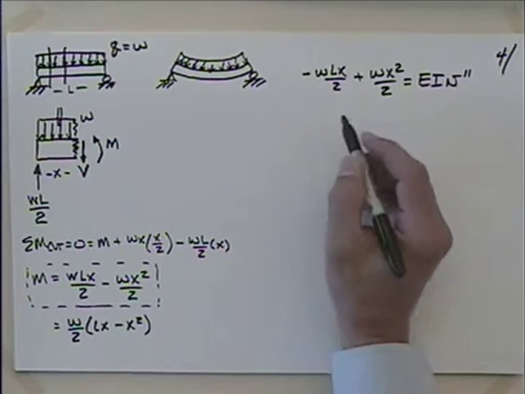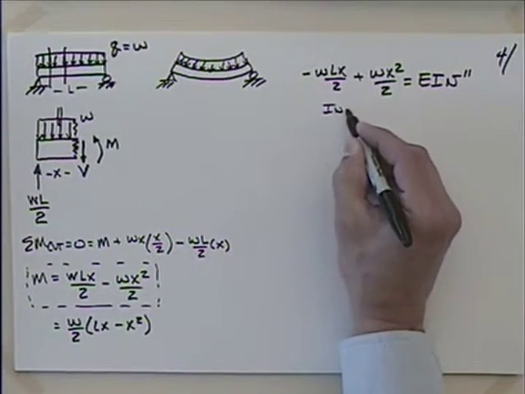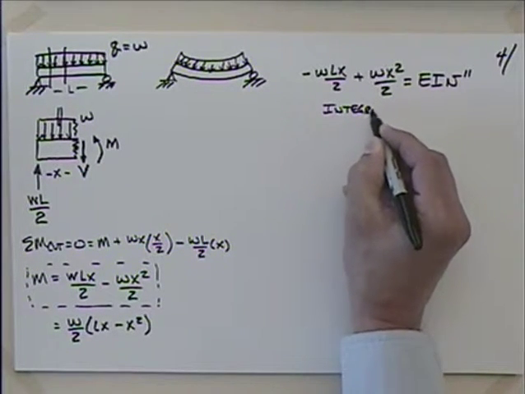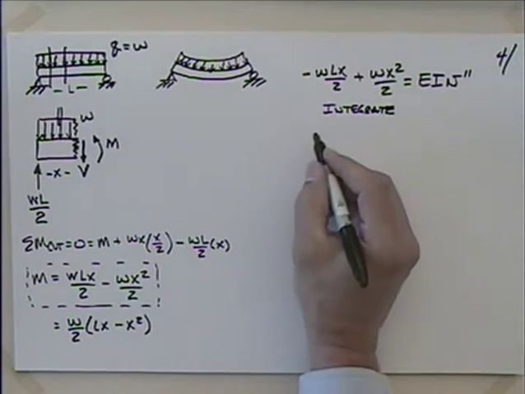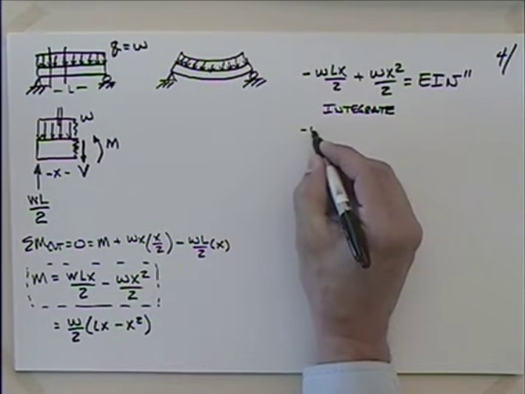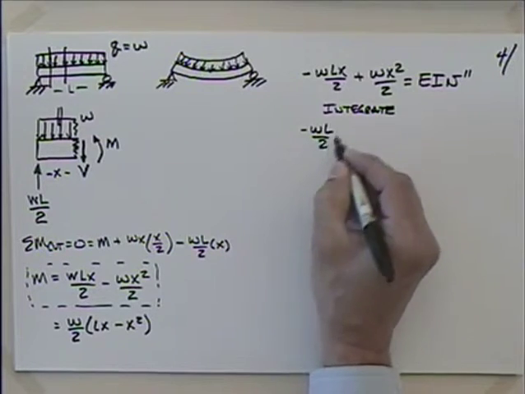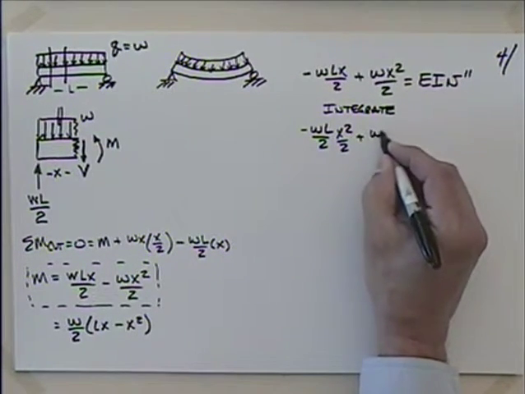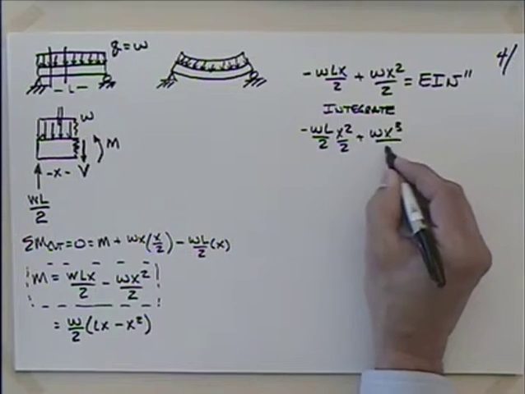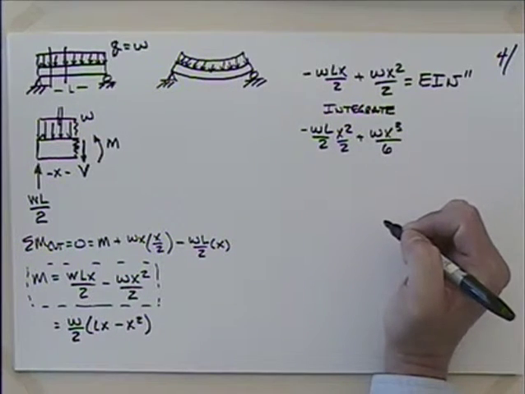Well, let's see. I'll integrate this thing. I mean, this should be right up your alley, too. This is Math 256, isn't it? Integrate, come up with boundary conditions. Is that true? Okay, great. So when I integrate, what do I come up with? Minus WL over 2 times x squared over 2 plus Wx cubed over 6. Is that right?